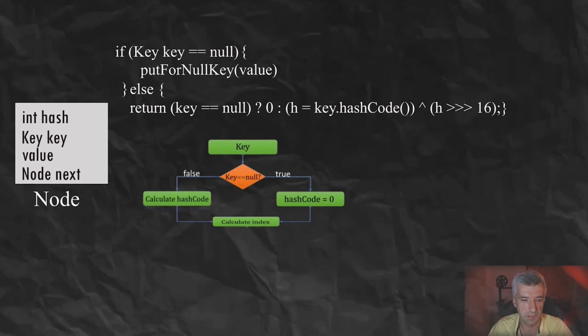If the cell is empty, a node is created in which the key and its value are recorded. If the cell is already occupied, the key is checked using equals. If the key is not found, a new node is created, resulting in a linked list.